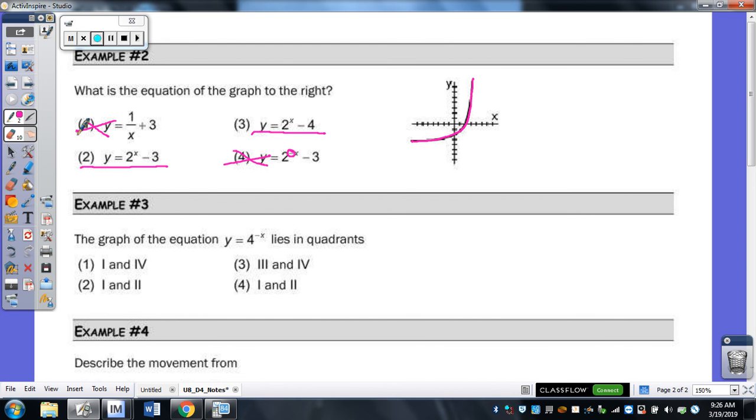So now we just have to figure out where our asymptote line is. Let's see here. Here's our y-intercept at -2. So the one right below it at -3, that's where your asymptote line is. So it's going to end up being 2 to the x minus 3, because that number at the end tells us where our asymptote is.